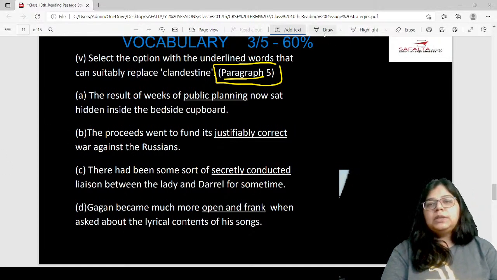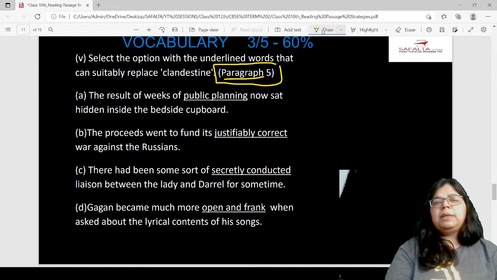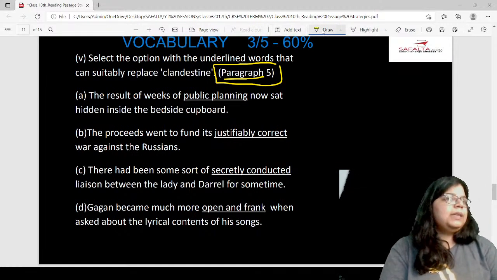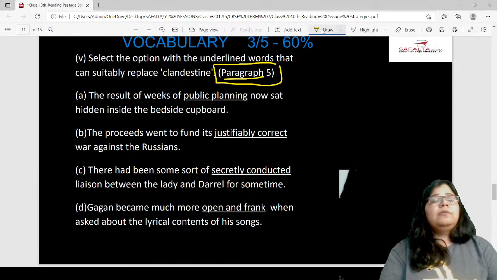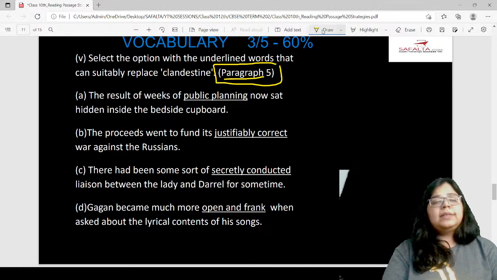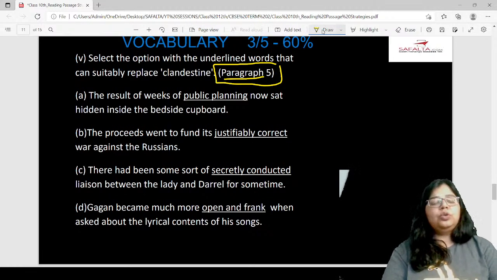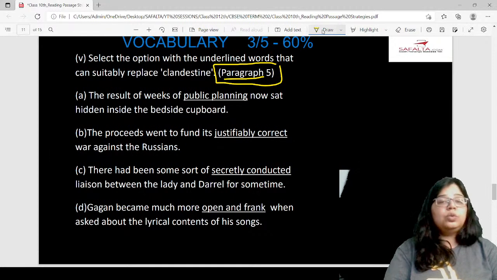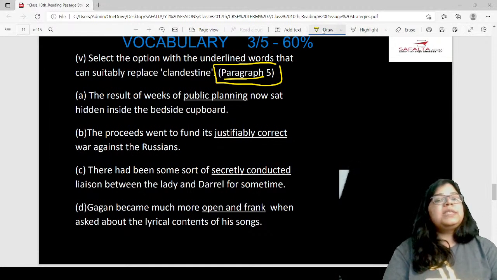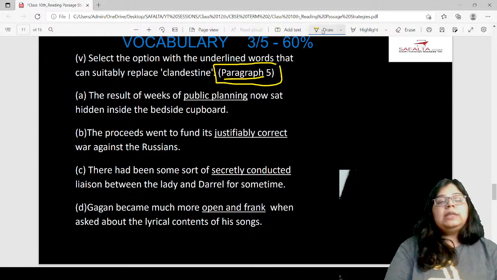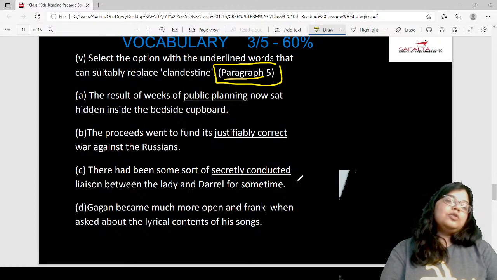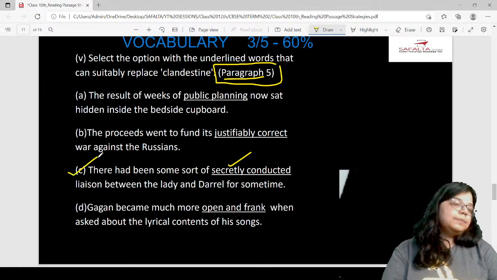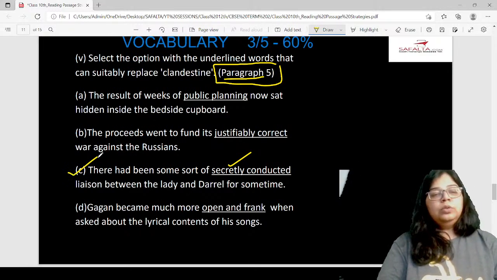The first one says, result of weeks of public planning now sat hidden. No, public planning is nowhere close to secret and unknown. The proceeds went to fund its justifiably correct war against the Russians. Again, nothing close to secrets and unknown things. There had been some sort of secretly conducted liaison between the lady and the Darrell for some time. So secretly conducted liaison, I can replace here in option C. I just have to mark it. See, so simple.